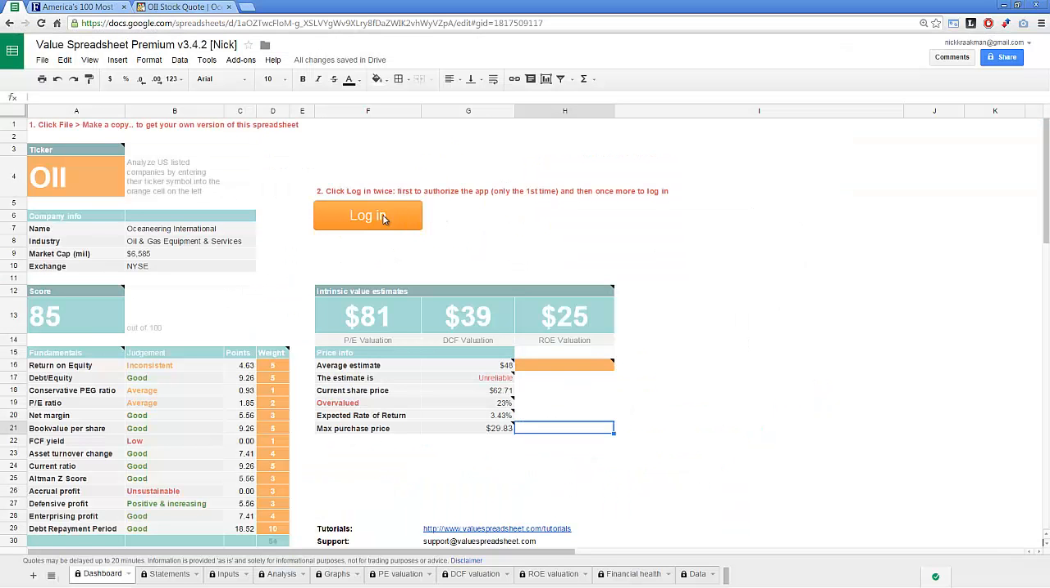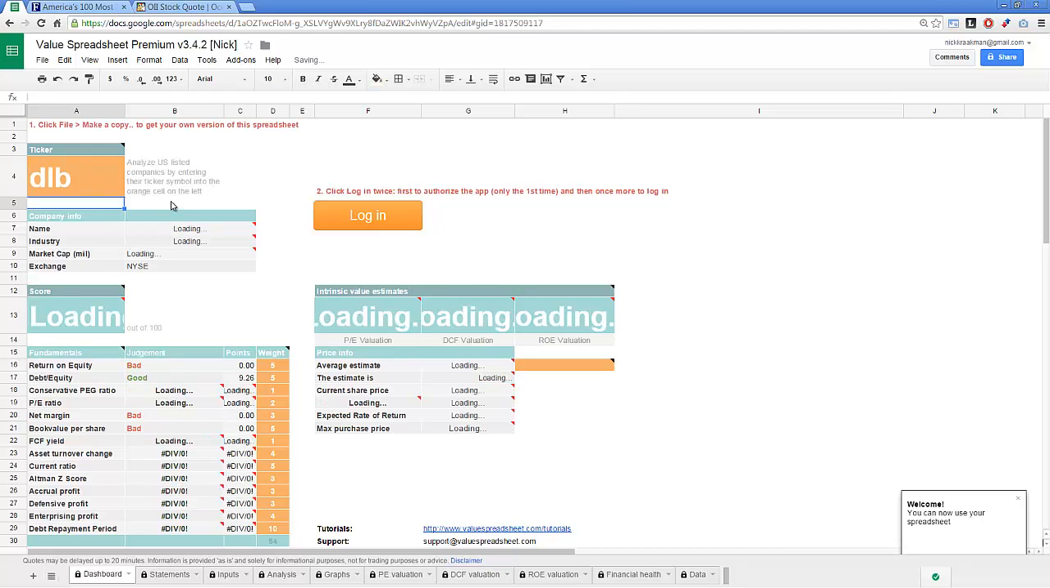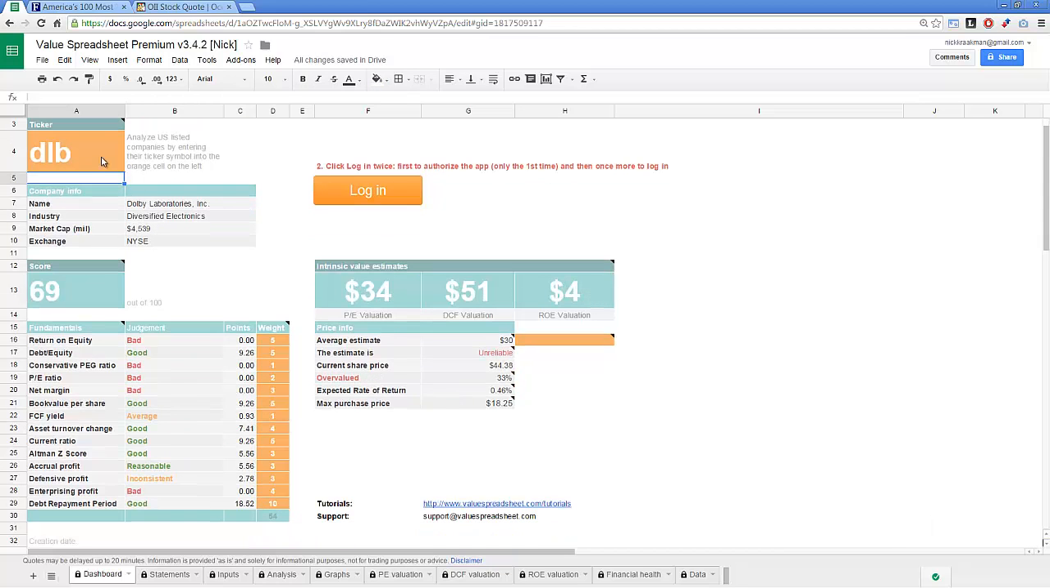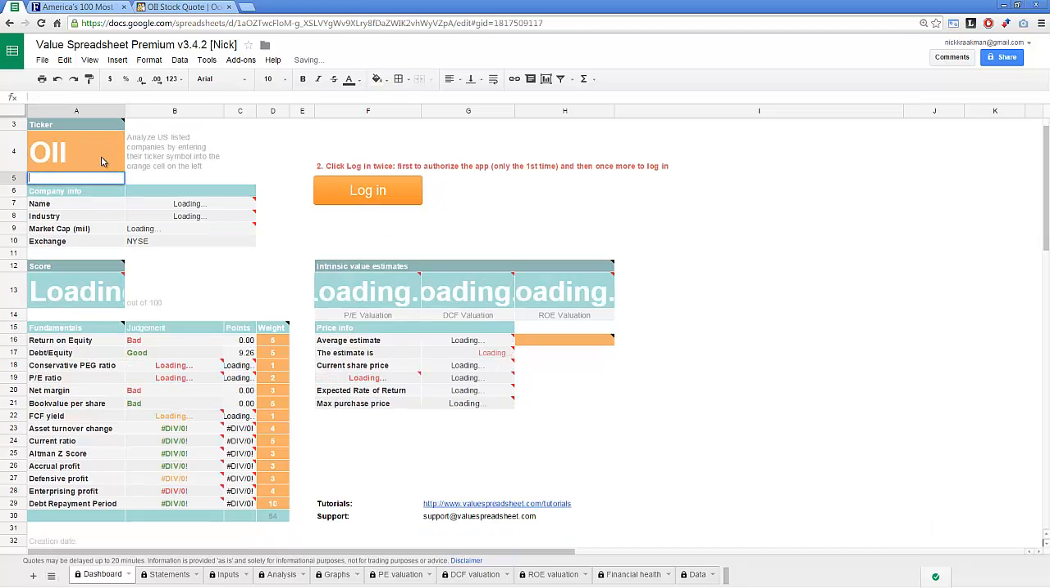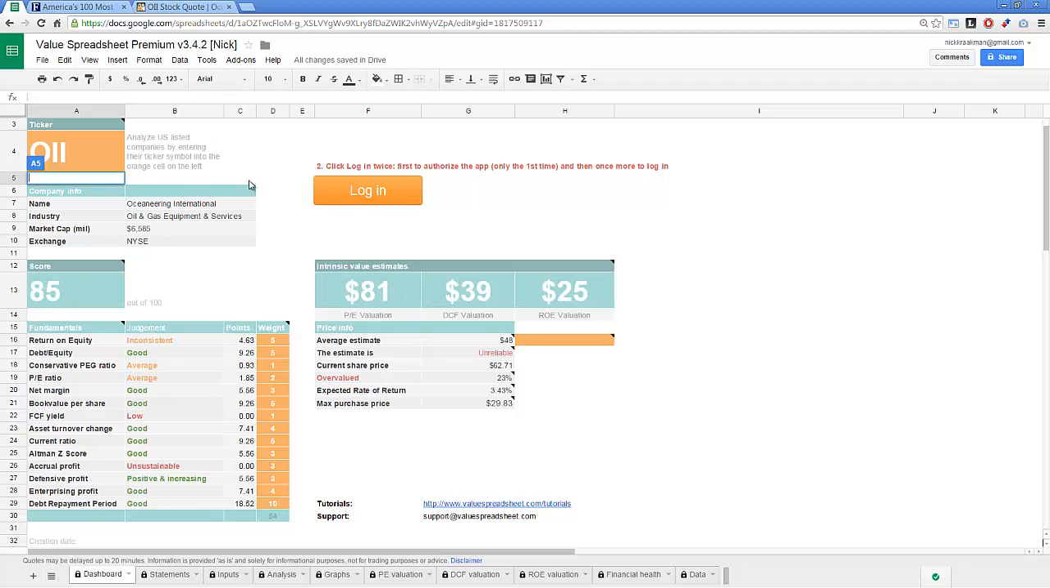So we have the value spreadsheet here, and I entered the ticker symbol here. You can enter whatever ticker symbol you want, and the spreadsheet just collects the data. For example, if I input DLB for Dolby, it will get the data for this particular stock. But we're interested in Oceaneering International, so you see the result here, 85 out of 100, which is a very good score. It has some orange flags here, so to say, and some red flags. So let's take a little closer look.